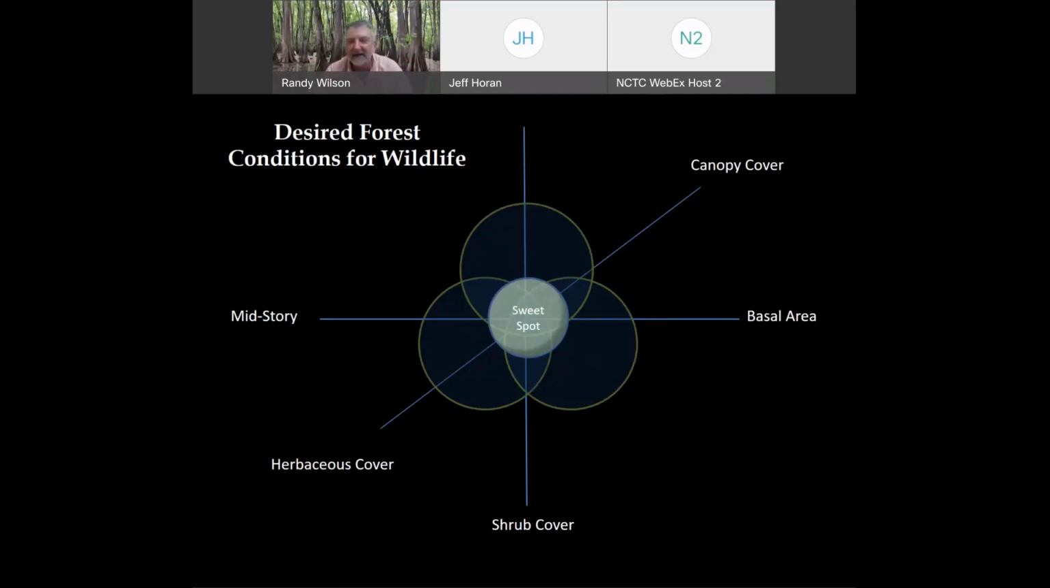Now, in reality, these overlaps are much greater in most cases. I just drew them all very nice and simple for demonstration purposes here. You get the point. So we're trying to figure out where the overlaps are within these species guilds.